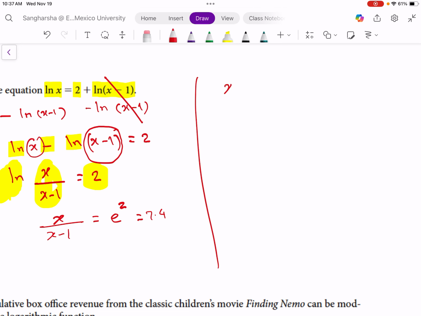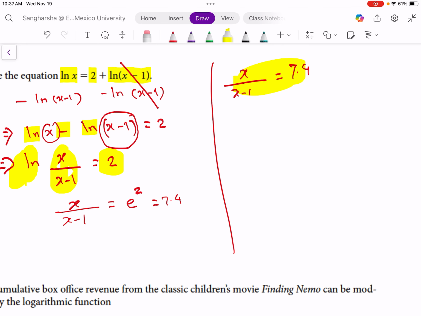So here we have x over x minus 1 equals 7.4. Do you know what kind of equation we have now? Here we have this log equation, right? And we are rewriting this log equation into an exponential equation. To rewrite that, you write down this expression first, equals the base. What is the base of this log? e. So we have e, and whatever you have on the other side will be the exponent. That's how we rewrite our log equation into an exponential equation.